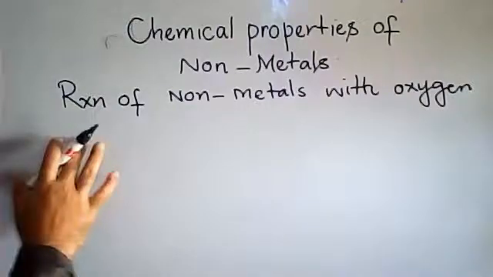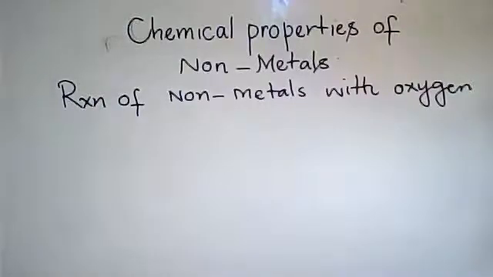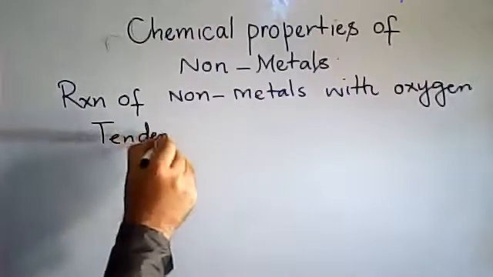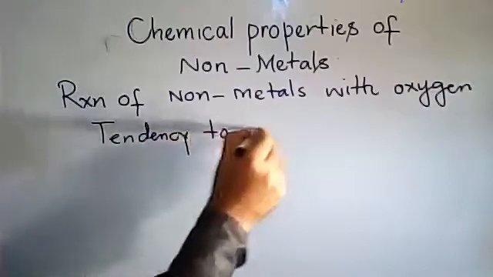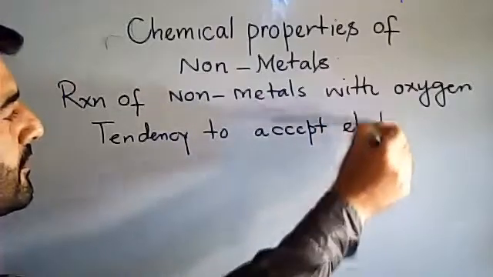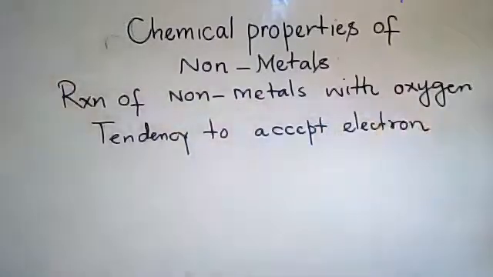Before going to this reaction, we will know what a non-metal means and what is the property of non-metal, how it becomes a non-metal. So, dear viewers, the non-metal is an element which is having tendency to accept electron. Okay, dear? So this is an element which is having tendency to accept electron.